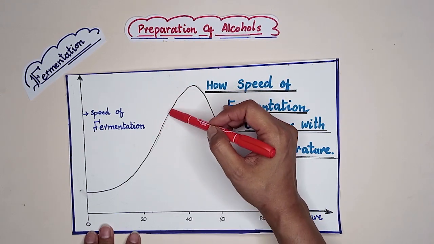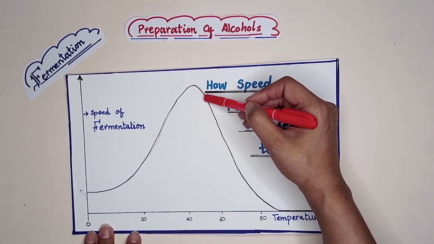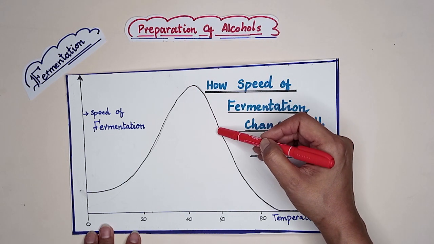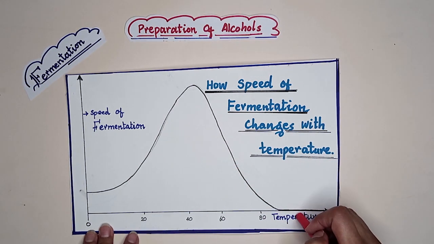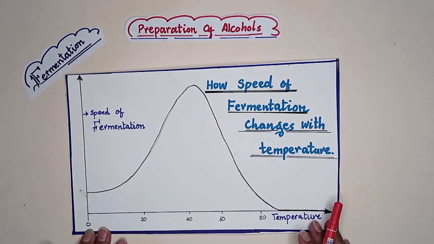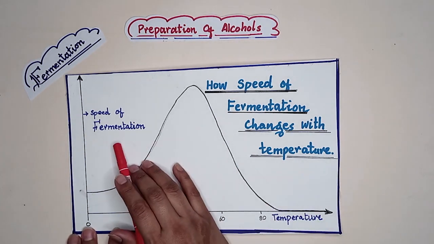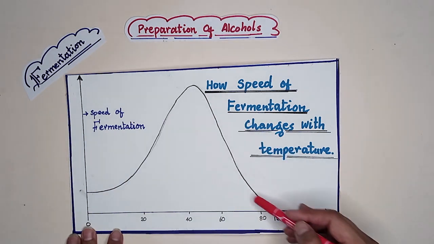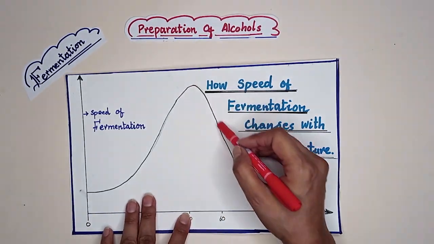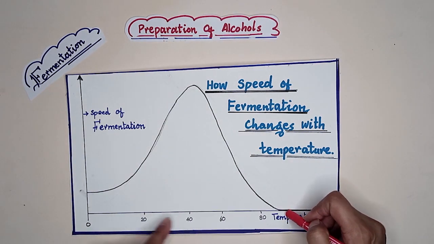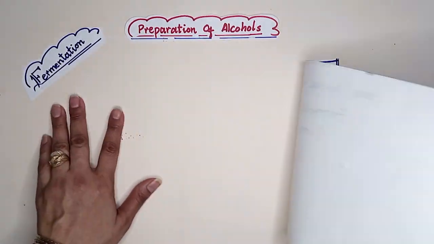So the rate of fermentation increases, but after 40 the rate of reaction falls and slows down, and a time comes when the reaction stops totally. This is the way we can express through a graph how the speed of fermentation changes with temperature. Right after 40, the speed falls down. This is the way the fermentation process is carried out.